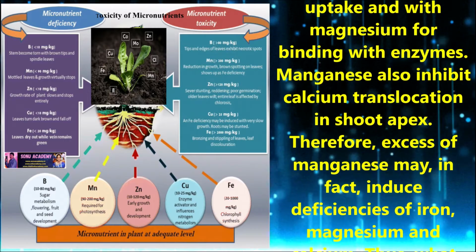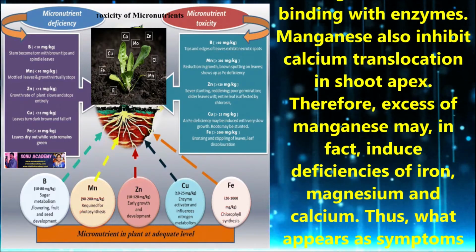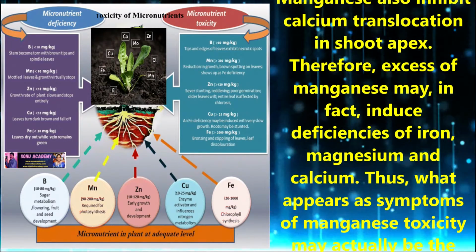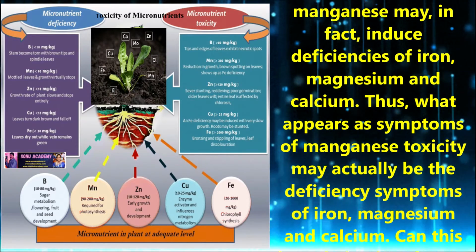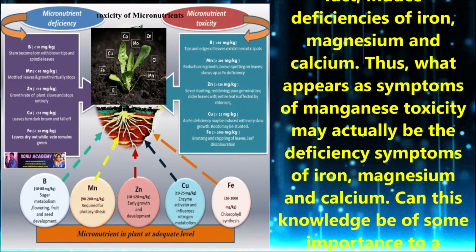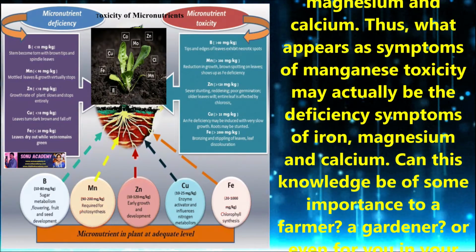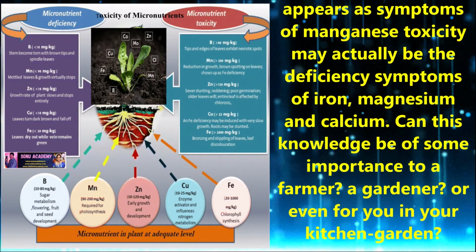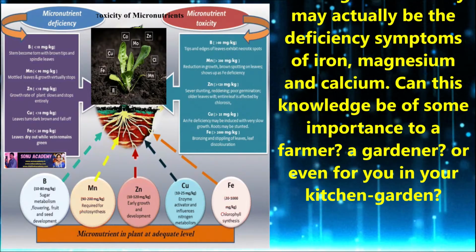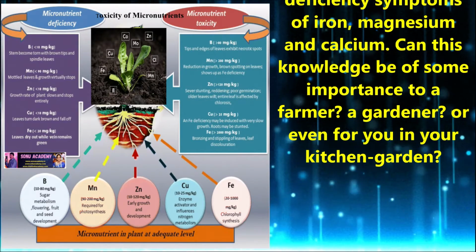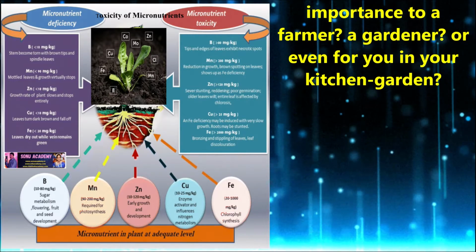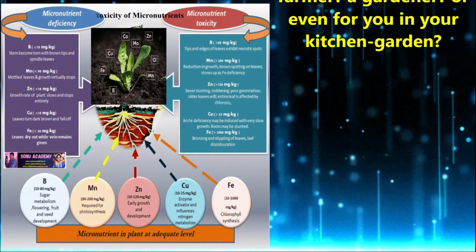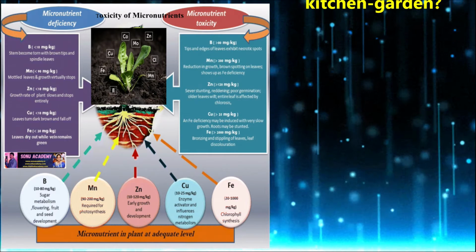Manganese also inhibits calcium translocation in the shoot apex. Therefore, excess of manganese may in fact induce deficiencies of iron, magnesium, and calcium. Thus, what appears as symptoms of manganese toxicity may actually be the deficiency symptoms of iron, magnesium, and calcium. Can this knowledge be of some importance to a farmer, a gardener, or even for you in your kitchen garden?